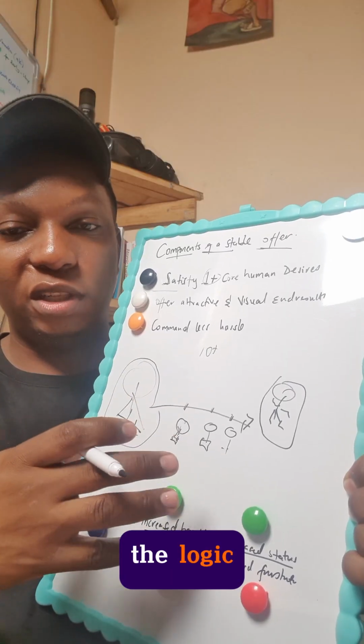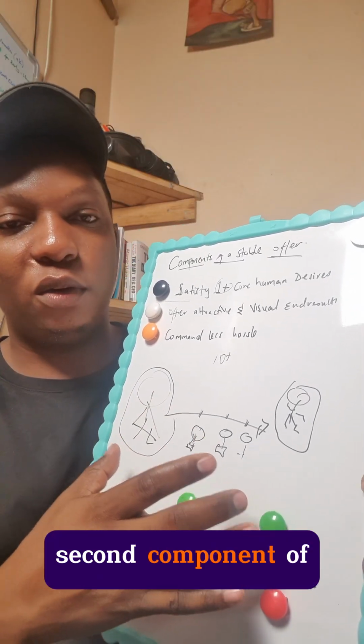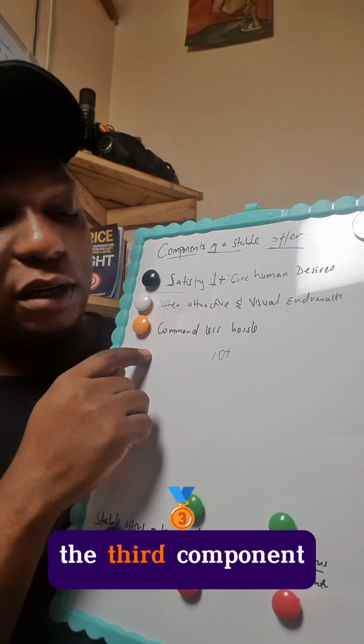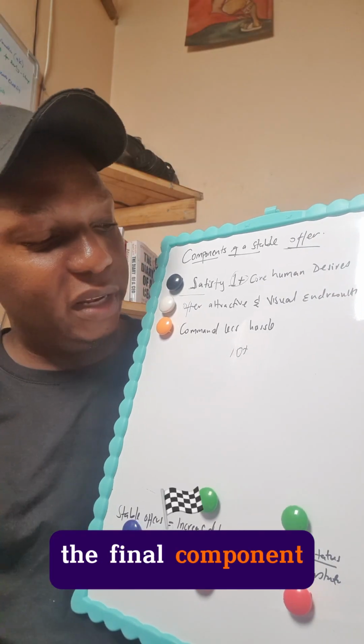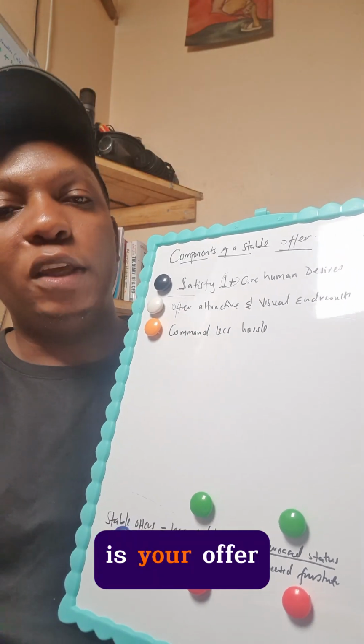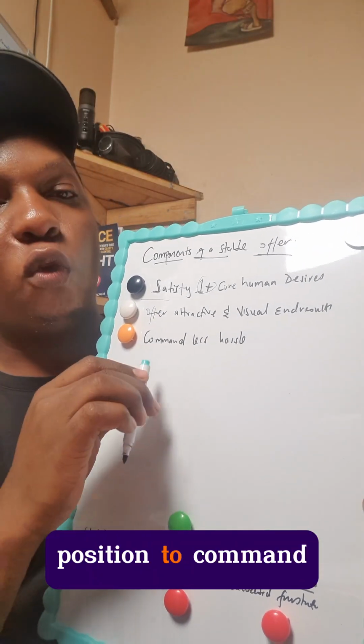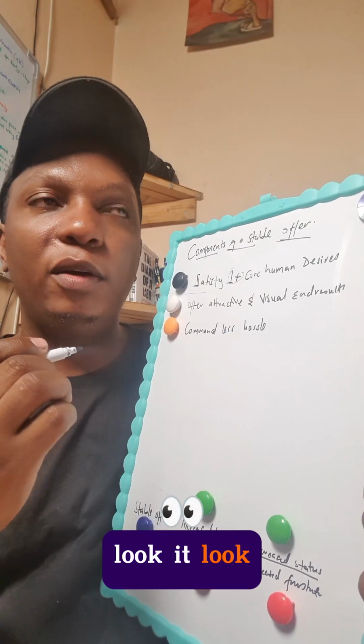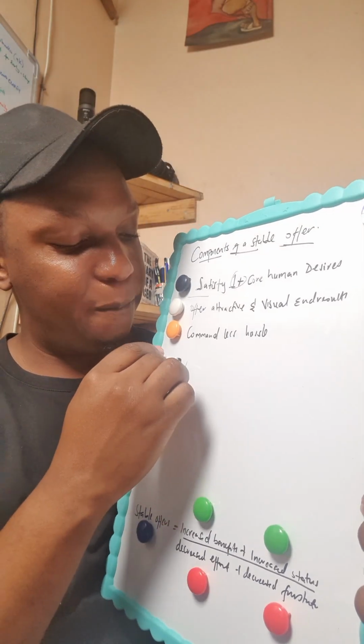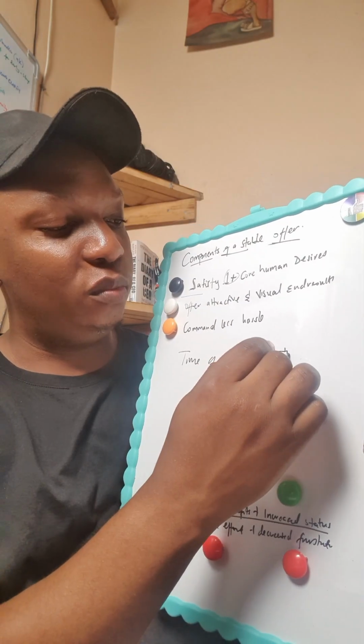So you get the logic. That is the second component of any stable offer. The third component, and this is going to be the final component, is that your offer should be in position to command less hassle. Look at hassle in terms of time of execution to completion.